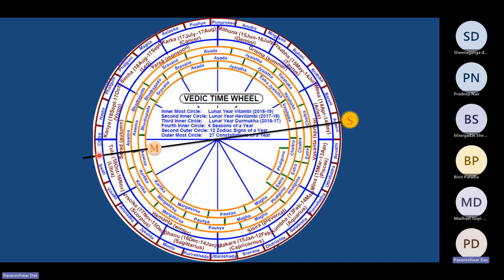So, generally, in relation to the sun, the Rashi is taken as the important thing. And in relation to the moon, the Nakshatra is taken as the important thing. Whenever somebody is born, they will ask, what is your sun sign? Sun sign is Mesha or Aries. And what is your star? Star means in which nakshatra the moon is there. The moon was in Chitra Nakshatra.